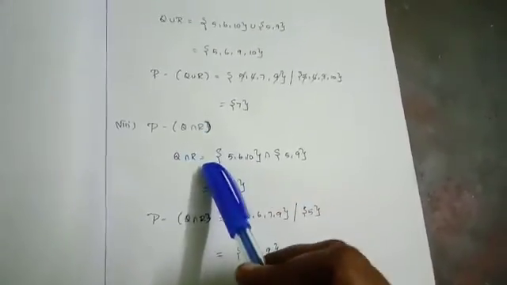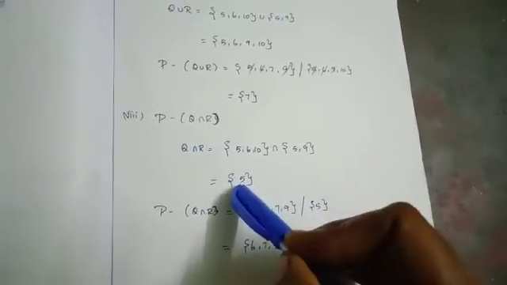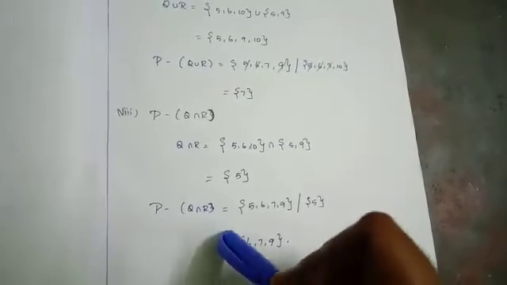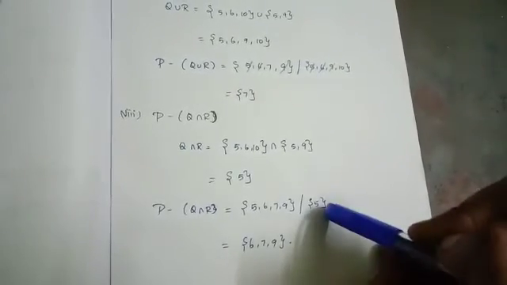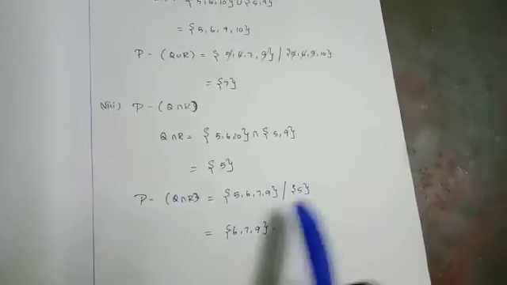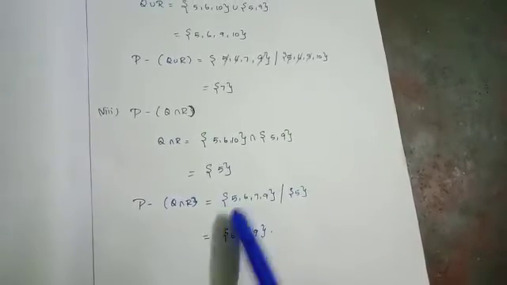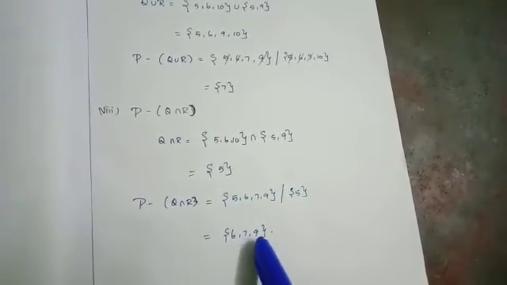The same for this one. First of all you write Q intersection R and find it. So the intersection is 5 only. P minus Q intersection R means P set minus the intersection part. So both having the subtraction, 5 and 5 cancel. The remaining answer is 6, 7, 9.